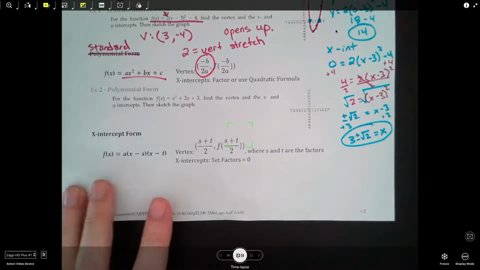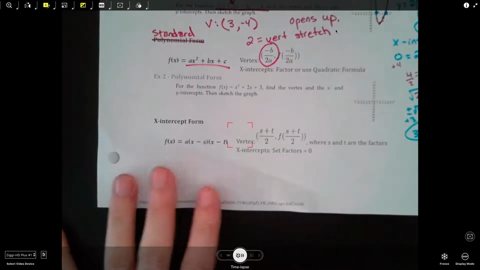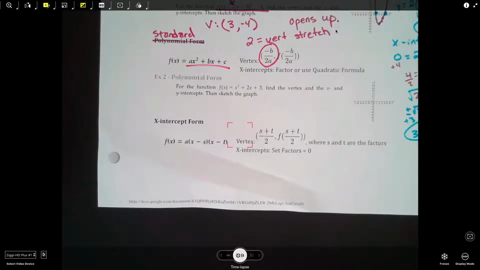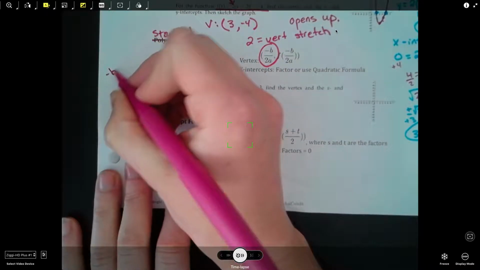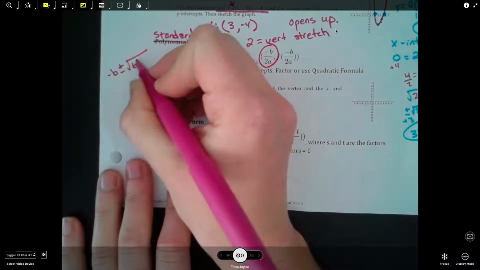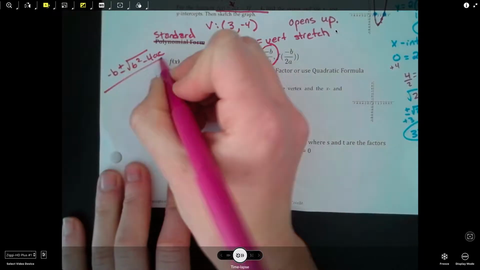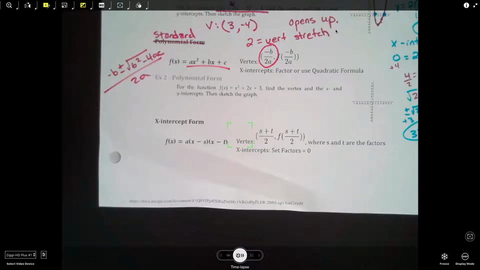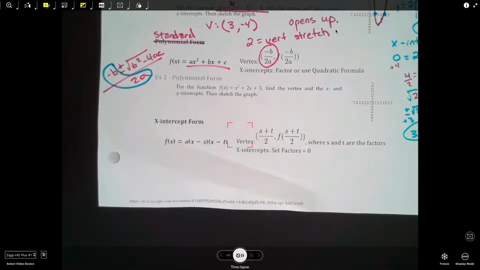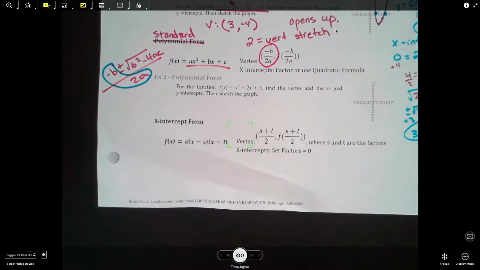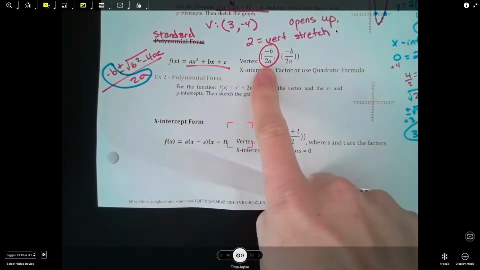Now, do you guys know where negative b over 2a comes from? Yeah, the quadratic formula. If you look at the quadratic formula, negative b over 2a is right here. That is not a coincidence. There's a special reason for that. So to find the x-coordinate of the vertex, you do negative b over 2a.